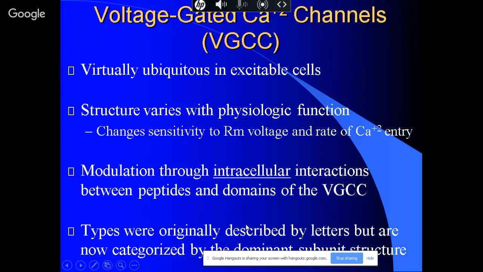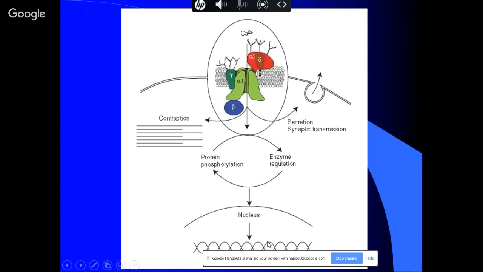You're probably familiar with the letter nomenclature, L-type, T-type, N-type, Q-type, that sort of thing. But this was the way it was originally set up, and we don't do that anymore. That's turned out not to be the best way. We'll come to that. This is just a schematic view of the voltage-gated calcium channel. Your alpha-1 subunit is the pore that allows the calcium in. We'll have a beta regulatory subunit, which is intracellular, a gamma, which is in the membrane, and alpha-2 and delta, which sit on the extracellular surface of the membrane.